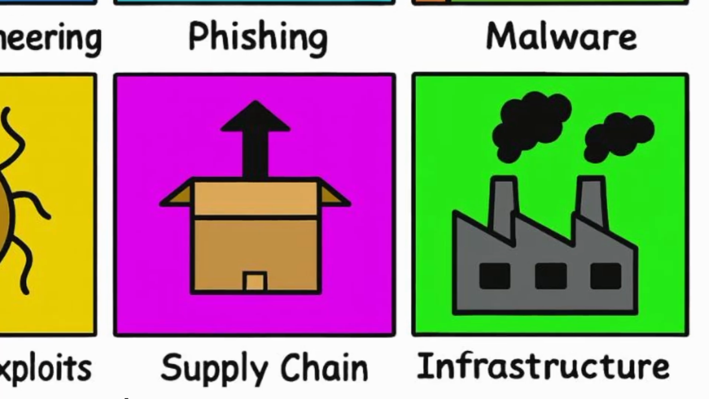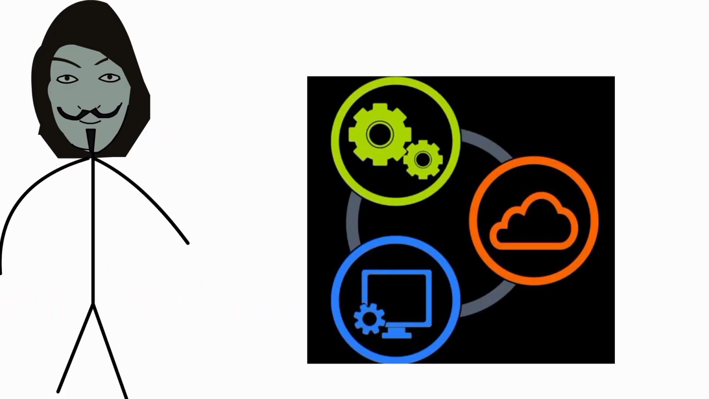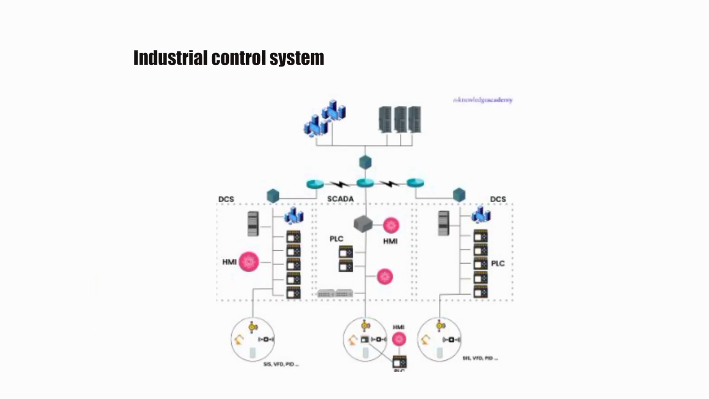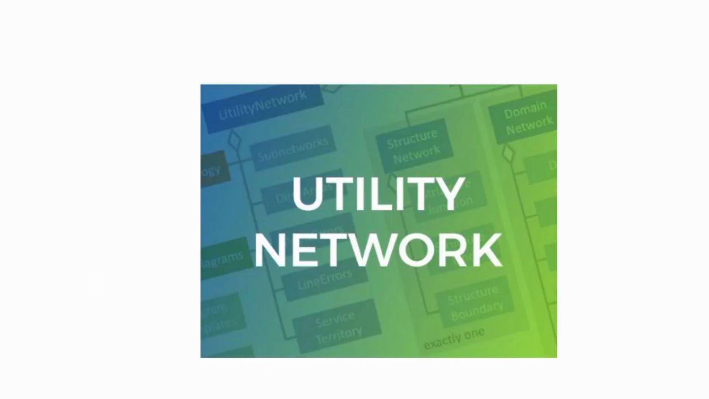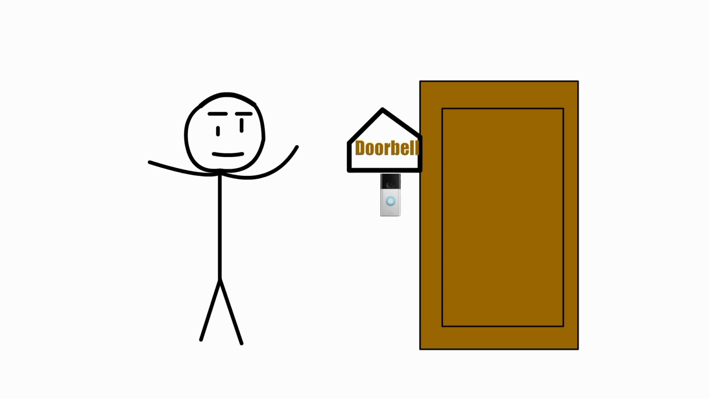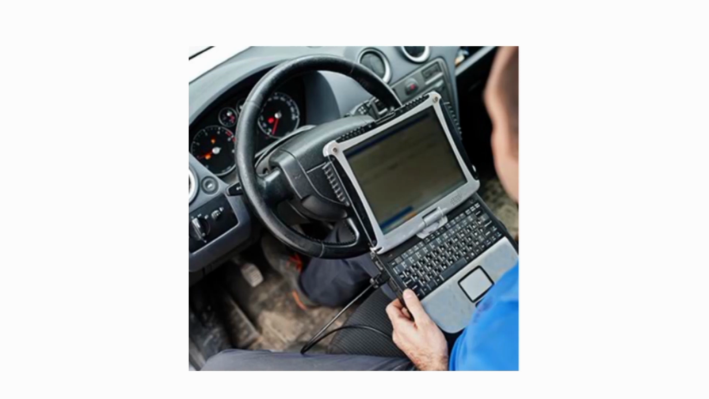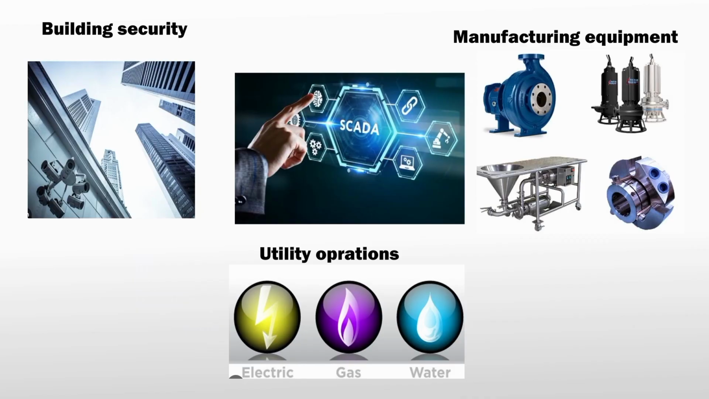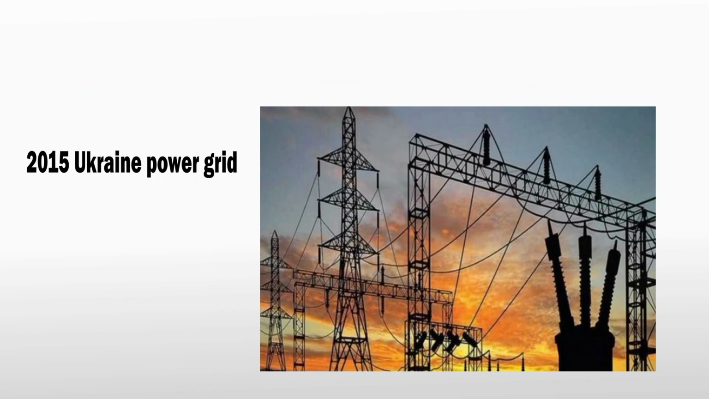Method 8. Infrastructure targeting. Advanced attackers target the systems that control critical infrastructure. Smart home devices, connected vehicles, industrial control systems, and utility networks all become potential attack vectors. They compromise smart doorbells for surveillance, hack connected thermostats to track occupancy patterns, and access vehicle computer systems for location tracking or potential sabotage. Industrial attacks target SCADA systems that control manufacturing equipment, building security, and utility operations.